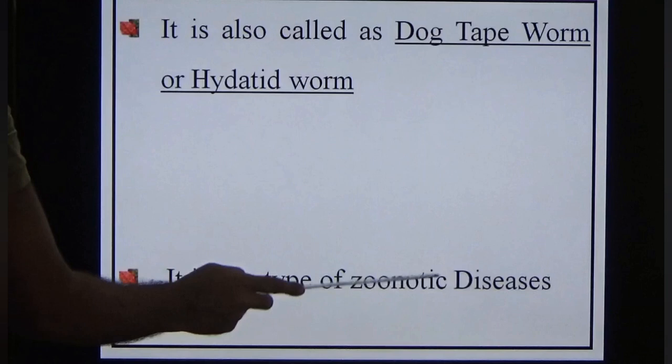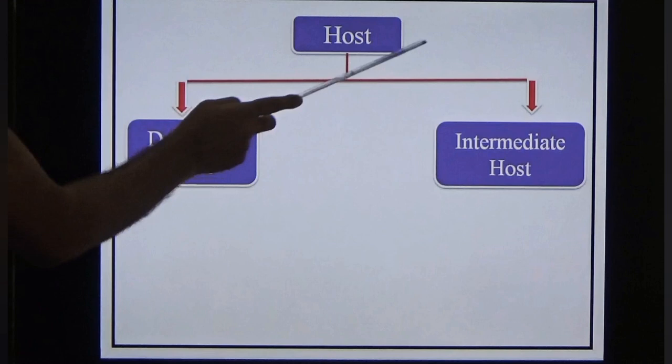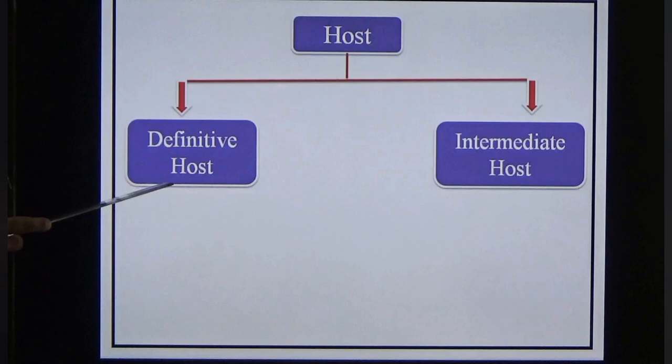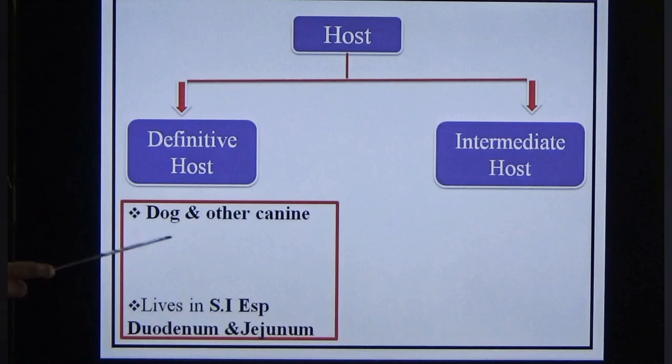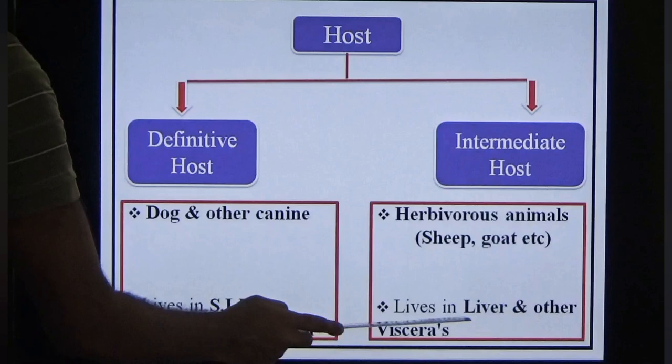Habitat. All the worms have two types of host, definitive host and intermediate host. The definitive host is the dog, where it is present. It is present in the dog and other canines, and lives in the small intestine, especially the duodenum and jejunum of the dog. Intermediate hosts are sheep and goat, etc., and it lives in the liver and other viscera of the intermediate host.